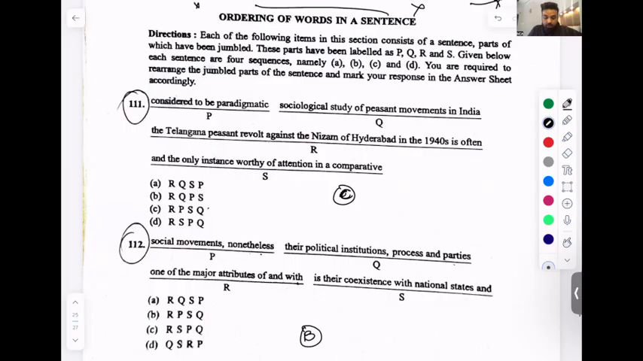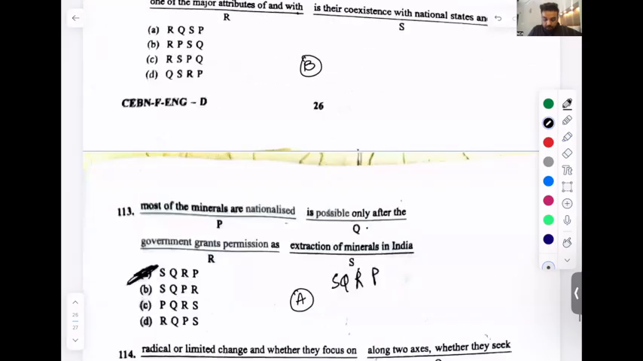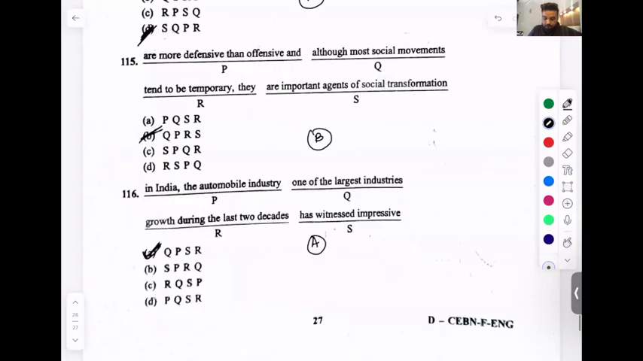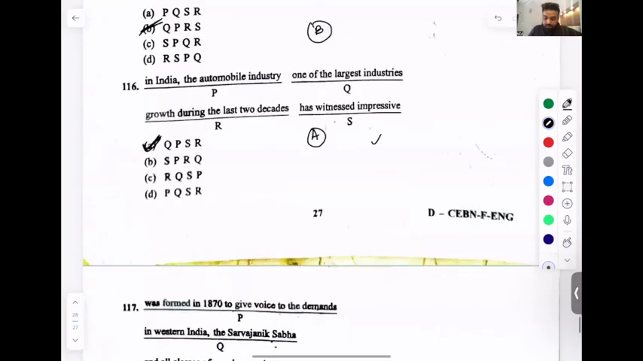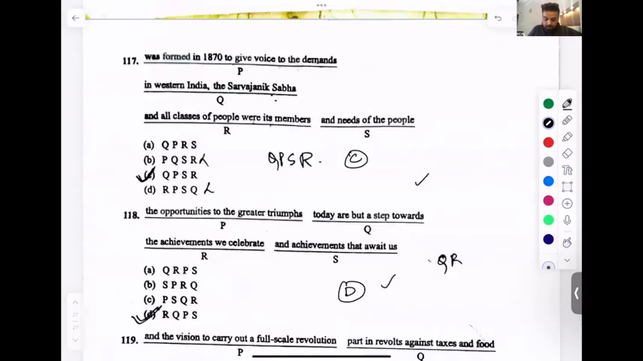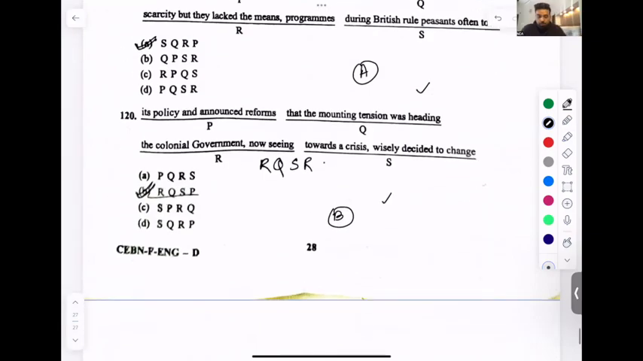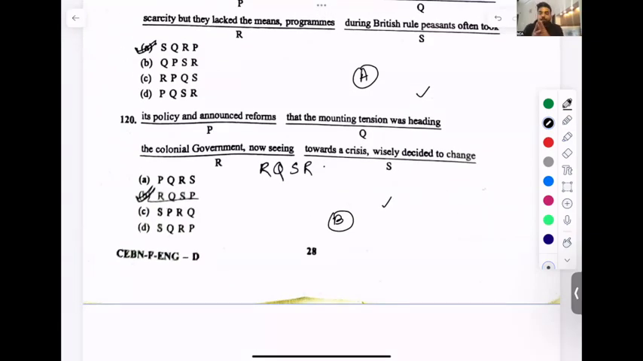111 Charlie, 112th Bravo, 113th Alpha, 114th Delta, 115th would be Bravo, 116th is Alpha, 117th is Charlie, 118th is Delta, 119th is Alpha, 120th is Bravo. I hope this completes the paper. But what is important is what you're studying, is it coming or not? If not, as I said, there are certain sections which you could have easily done.